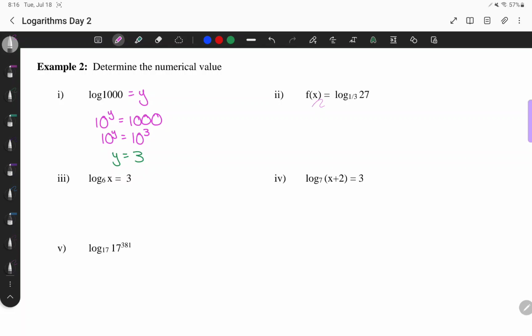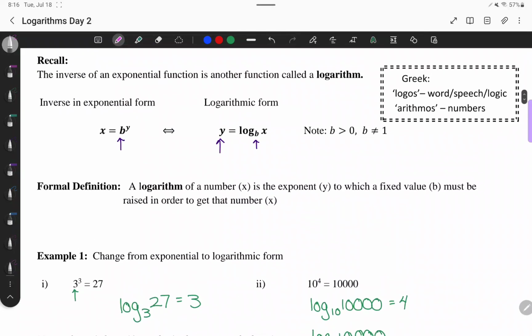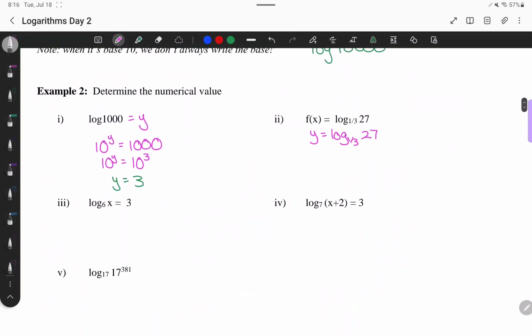Okay, try something similar on the next one. All right, let's rewrite this with a y. y equals log base 1/3 of 27. Now this one's a little weird because normally with logs we don't have a base that is a fraction. If we go back up to our definition of a log, we can have any base that's greater than 0 and not equal to 1, so it actually is allowed. It's just not as common.